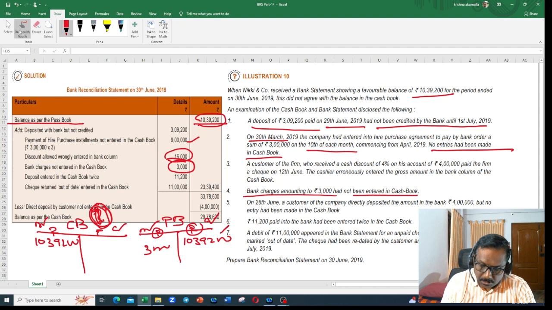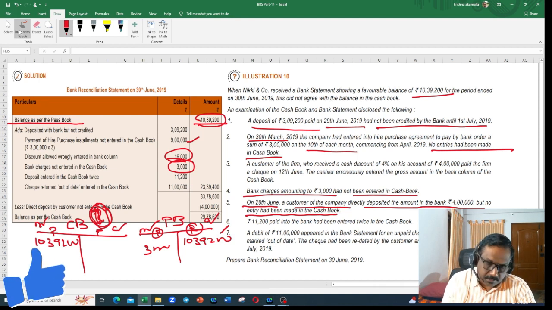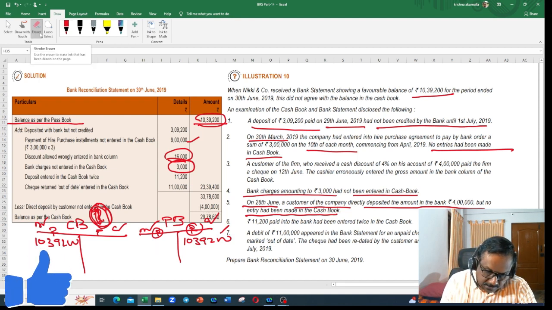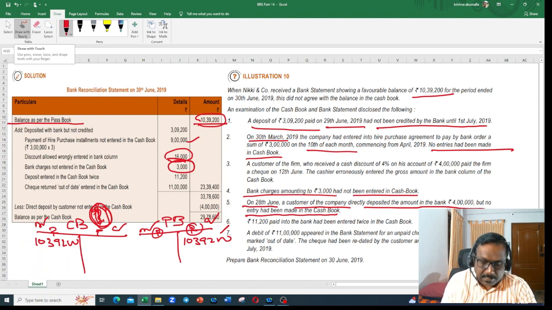Very simple. Next. On 28th June, a customer of a company directly deposited 4 lakhs in the bank, but no entry had been made in the cash book. One of the customers directly deposited 4 lakhs into the bank. So here 4 lakhs would have been directly deposited. He directly deposited, so it will go to the receipt side of the passbook, right?